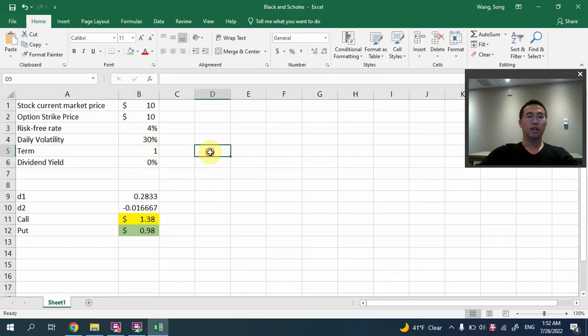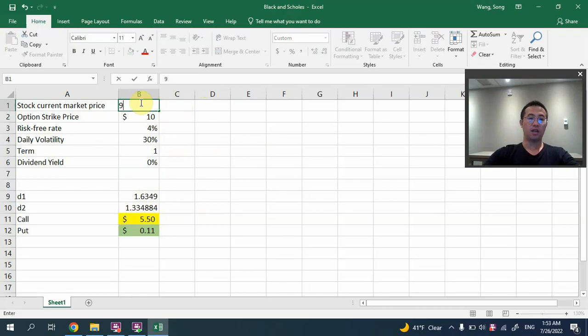Okay, and then I want you guys to observe this. So what about the current stock market price? If the stock market price goes up to $15, who will be happy? The call option buyers or call option holders will be happy because they can buy at $10 and sell at $15. This call option is in the money. Therefore, the call option would be worth more. If the stock price is less than $10, then the call option will be worth less.